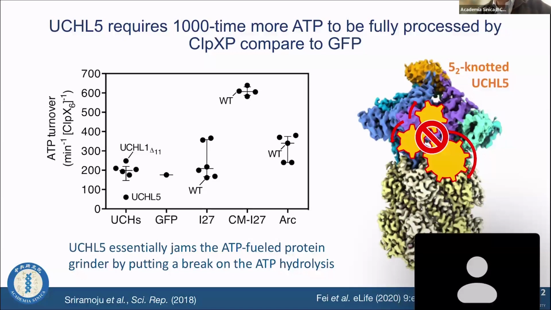What is also surprising is that these proteasomes, or these proteases, use ATP to generate energy to pull the substrate. Once we introduce UCHL5 to the system, the ATP turnover rate dropped dramatically. So it basically jams this molecular machine in such a way that it is no longer able to hydrolyze ATP to generate energy to unfold the substrate and degrade it, which is actually very, very surprising.